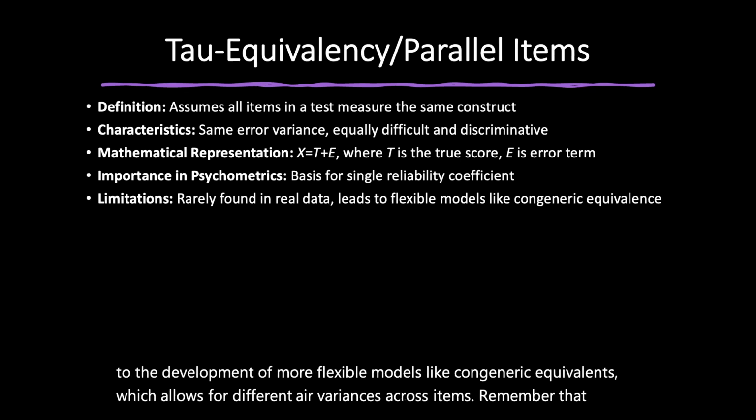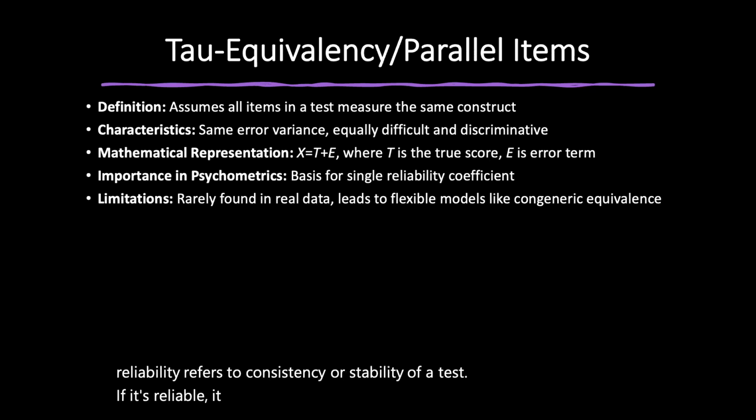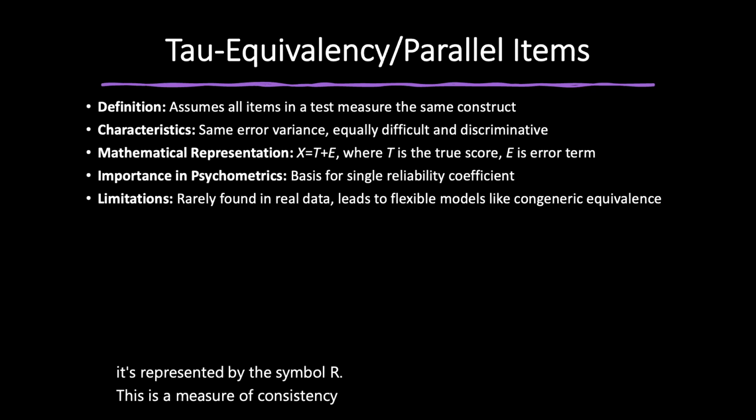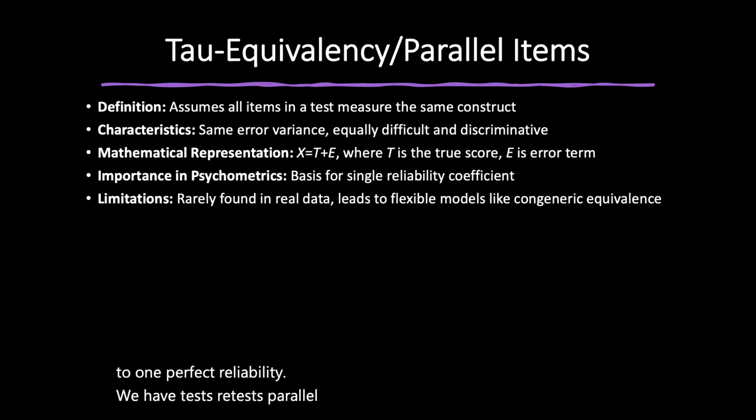Remember that reliability refers to consistency or stability of a test. If it's reliable, it produces similar results under consistent conditions, and it's represented by the symbol R. This is a measure of consistency and ranges from 0, meaning no reliability, to 1, perfect reliability. We have test-retest, parallel forms reliability, internal consistency, and inter-rater reliability.